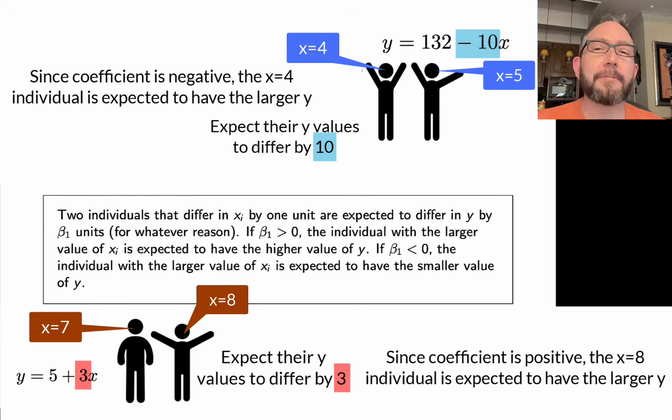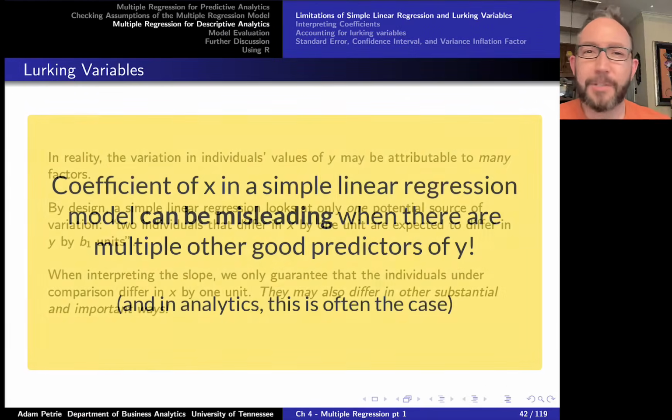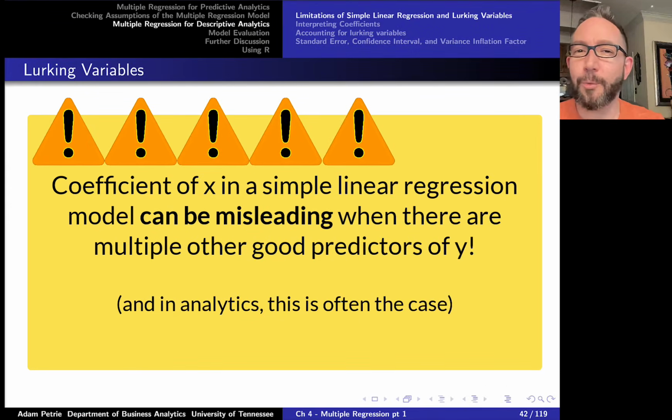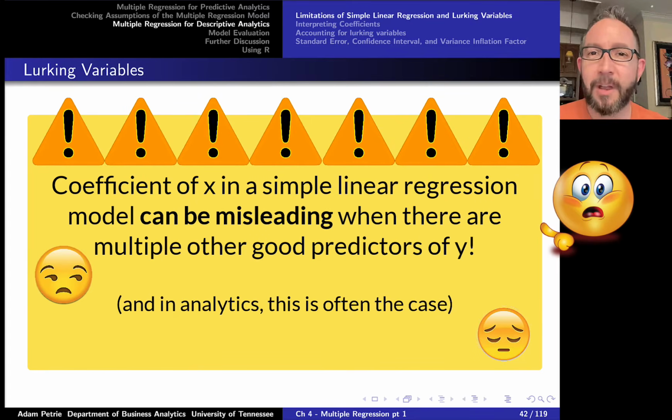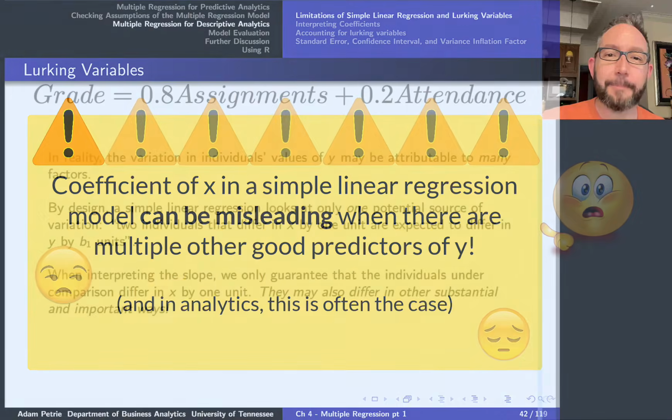Now, simple linear regression has a pretty severe shortcoming if there are multiple different characteristics that are good predictors of y. So sometimes you can't actually put too much weight in terms of the interpretation of the coefficient when there's more complexity involved in the relationship. So what I want to do is I want to illustrate this with a particular example.